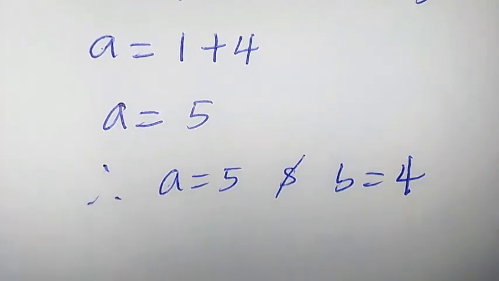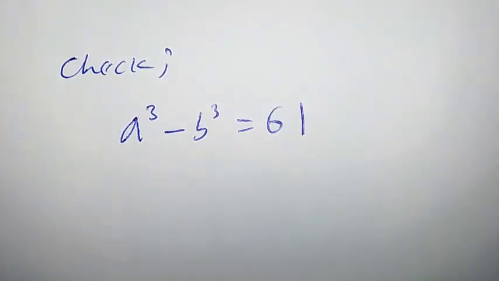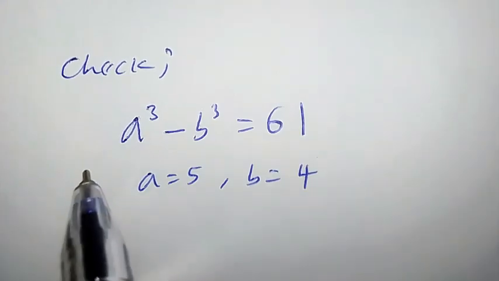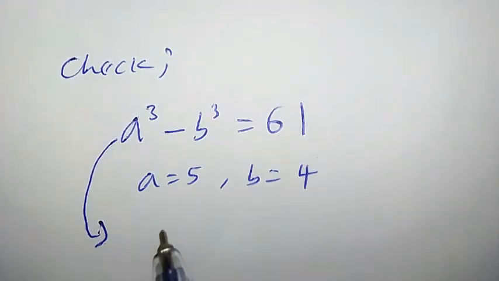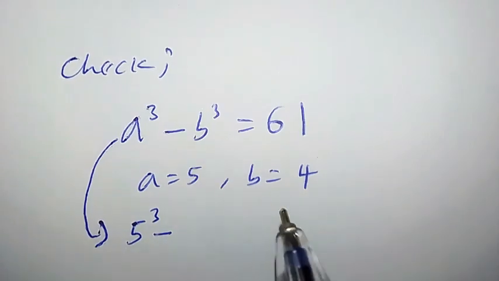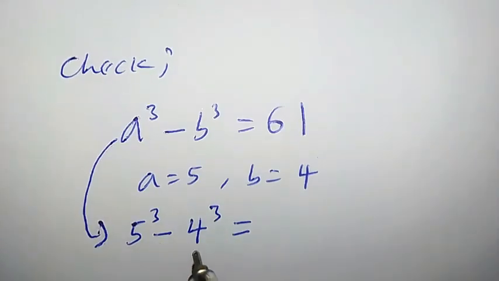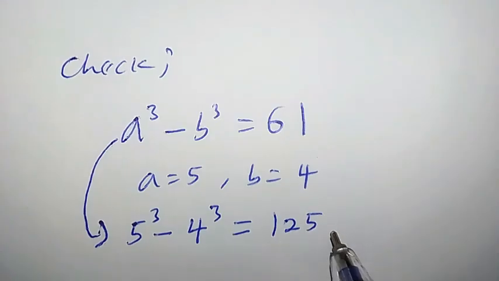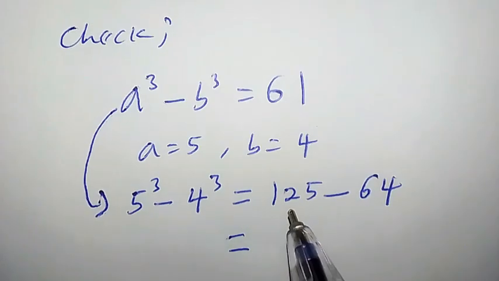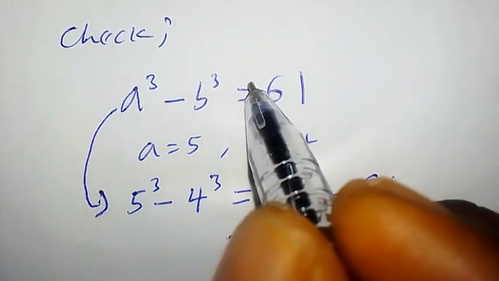We can verify that, so let's do it. The original question says a to the power of 3 minus b to the power of 3 equals 61. The value of a that we obtained is 5 and the value of b is 4. So we have 5 to the power of 3 minus 4 to the power of 3. 5 to the power of 3 is simply 125, minus 4 to the power of 3 is 64. 125 minus 64 is 61, which is exactly what we have on the right-hand side.